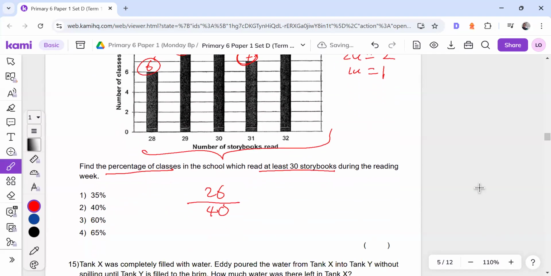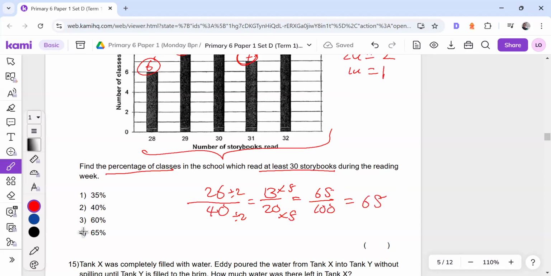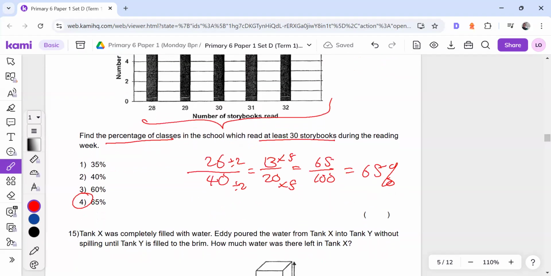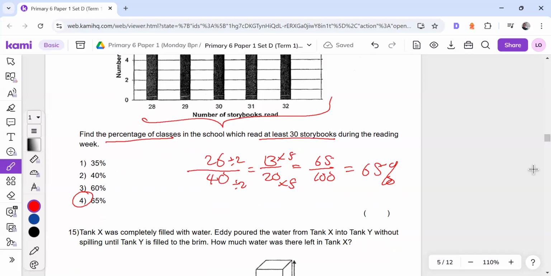Then how do you convert to a percentage? Make the denominator into 100. So get the simplest form. Divide by 2 to get 13 over 20. And then times 5 to get your denominator 100. Once your denominator is 100, the answer is 65%. That's a shortcut to get your percentage. By the way, do you add your marks? As you mark, you can also add your marks to see how many marks you get later. Clear so far? Okay, let's go to the next question.